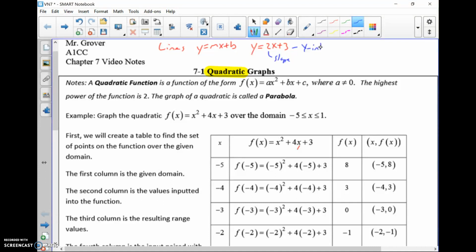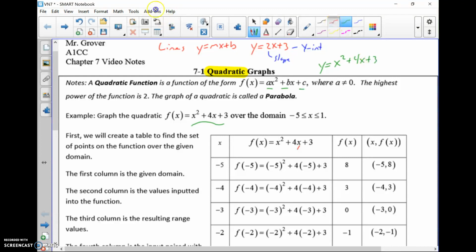For quadratics, they look very different. Instead of mx plus b, we have ax squared plus bx plus c. So it's got 3 parts. A typical quadratic is like what you're seeing down here. I'll write it up here too: y equals x squared plus 4x plus 3.